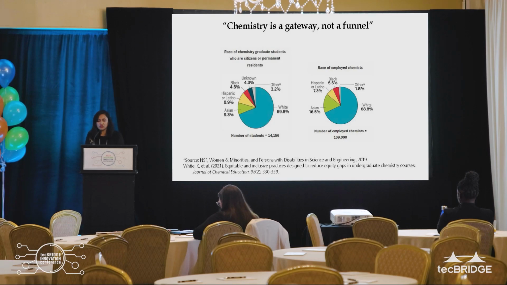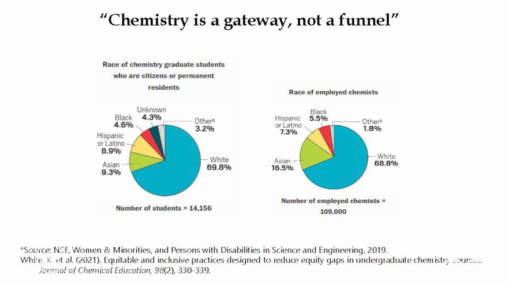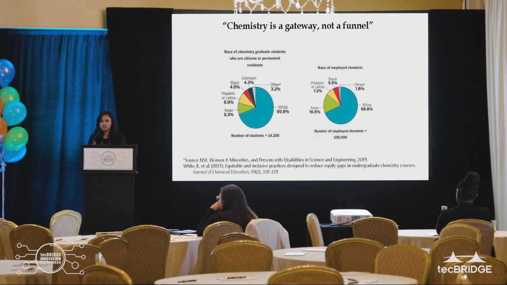And then when I took a closer look at chemistry, I found that chemistry is probably one of the least diverse fields in the sciences. Especially when we look at racial and ethnic minorities having a career in chemistry, as well as the permanent citizen students. As you can see, it's 69.8% Caucasian. As you can see, races like Black and Hispanic and Latino are disproportionately underrepresented in chemistry. And so it makes me think, what are we doing to turn away racial and ethnic minority students from chemistry? And is this feeding into diversity, inclusivity in STEM fields?